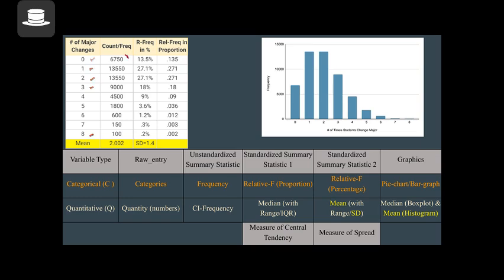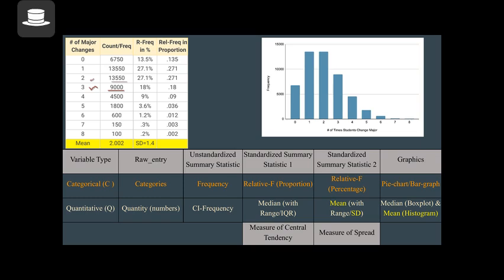Now, there are 6,750 observations. So 6,750 college students did not change their major. Then we have 13,550 college students who changed it once. So there are these many observations. So this is like a summarized form of it. Then 13,550 changed it twice. 9,000 changed it thrice. So the total number of observations is when you count all this, sum all these things.